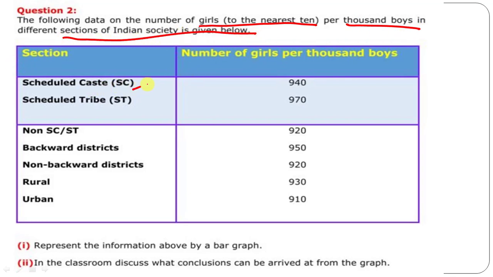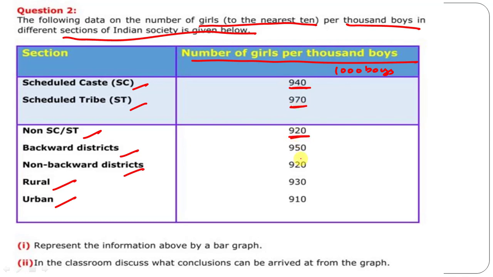So different sections are SC, ST, non-SC/ST, backward, non-backward, rural and urban. Number of girls per thousand boys means there are 1000 boys and the number of girls is: in SC it is 940, in ST it is 970, in non-SC/ST it is 920, in backward district it is 950, in non-backward district it is 920, in rural it is 930, and in urban it is 910.